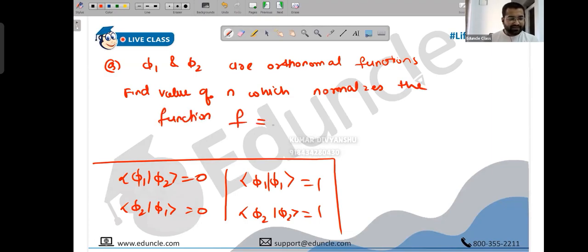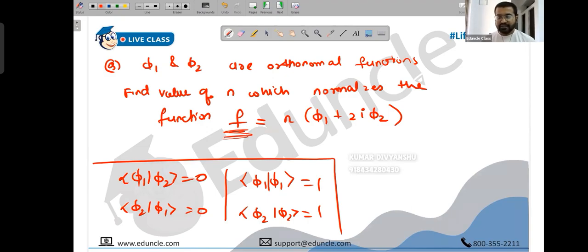They have given the function, a very interesting question: n into phi 1 plus 2i phi 2. Beautiful. So the function is given to us, and they are asking that this function should be normalized. Basically, if you integrate this over all space, it should become 1. And we want to find the value of n such that this happens. Let's do that.